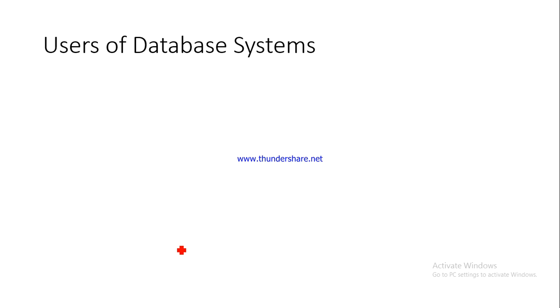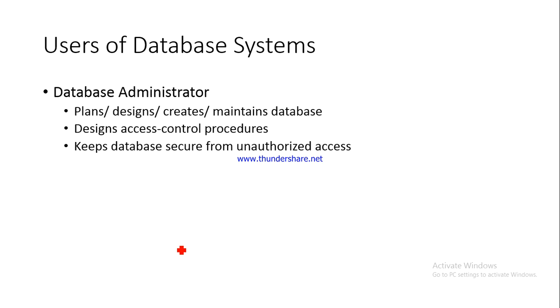Let's now talk about the users of the database system. Who are the ones who actually use database systems? So the first kind of users are known as the database administrators. They are known as administrators because they basically administer the whole database, right? They plan what the database would look like, then they design it according to the plan, then they create the database and then maintain the database also. So they are known as database administrators.